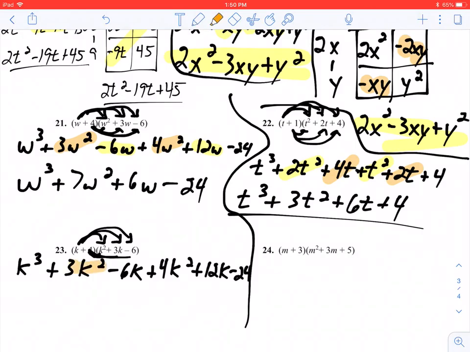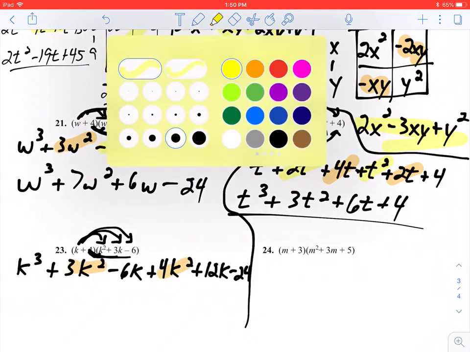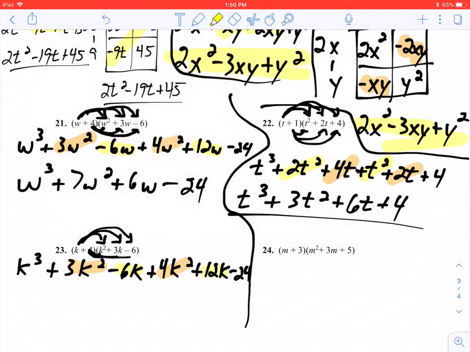From there, we have like terms. As you can see, I'm highlighting the like terms. And then combine them. We have k to the third plus 7k squared, then plus 6k minus 24.